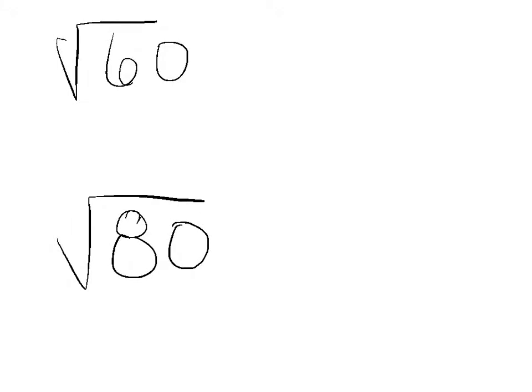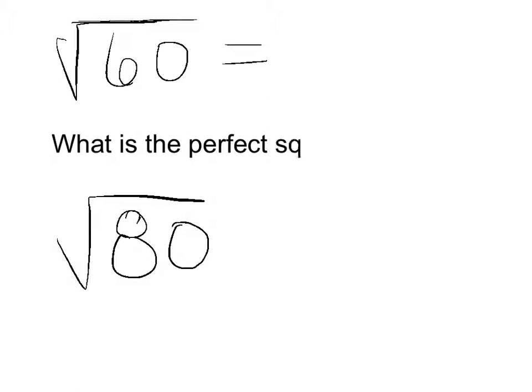Here are a couple other examples that we looked at. I think in block C we looked at radical 60, block B as well. I think in block C we didn't look at radical 80, but I'll show you what we're going to do with that. So once again, the question that you want to ask is, what is the perfect square factor of 60? A perfect square factor of 60 is 4.